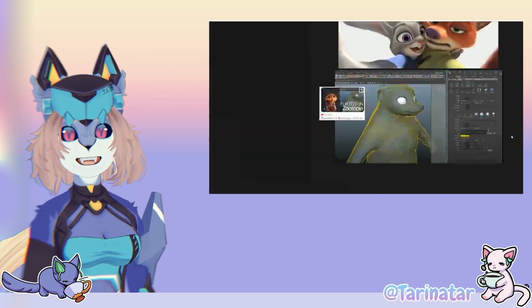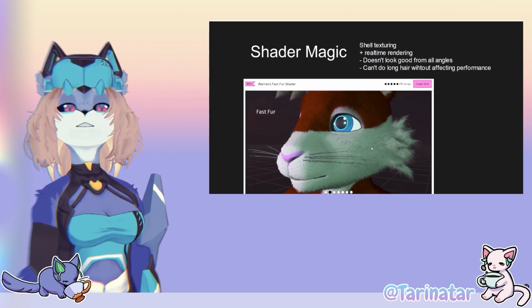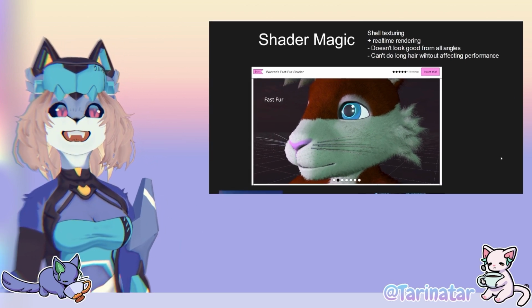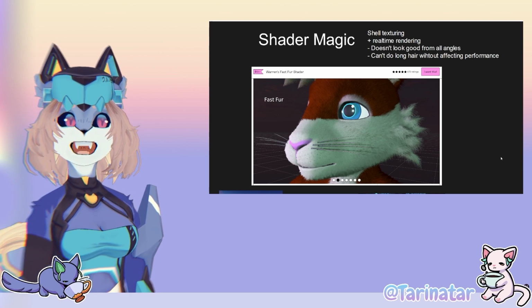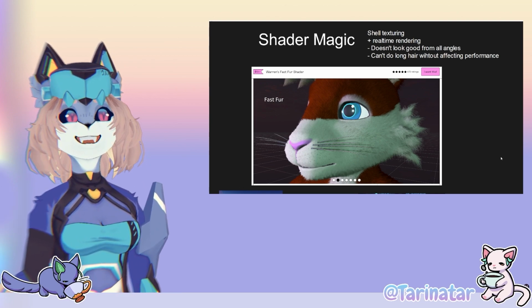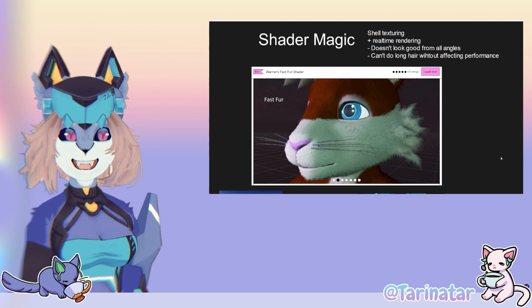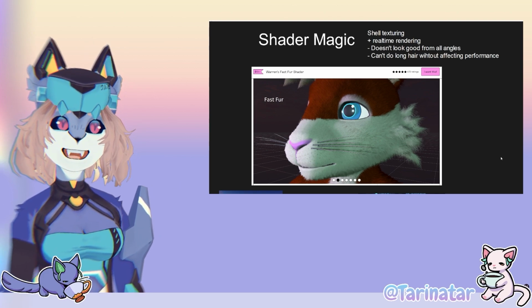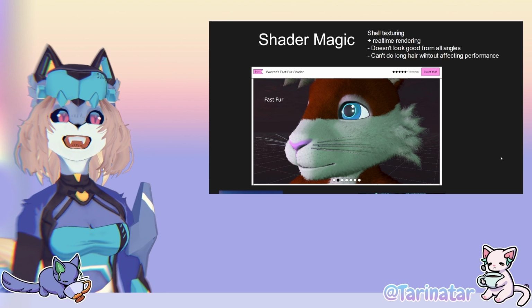The second option is what I call shader magic, but it is shell texturing, where planes of the same texture are displayed on top of each other, making the volume of the texture look bigger and with varying scales, giving it the fuzzy look. That kind of simulates hair.